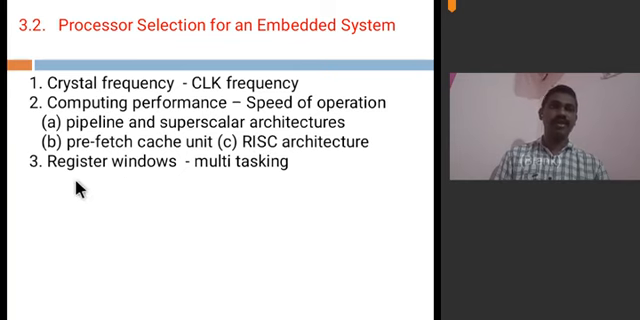Then coming to register windows. The processor which has register windows capability can do multitasking in an efficient manner, because register windows are used for storing addresses or data and are faster than the external memories.